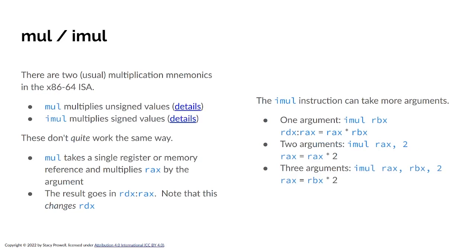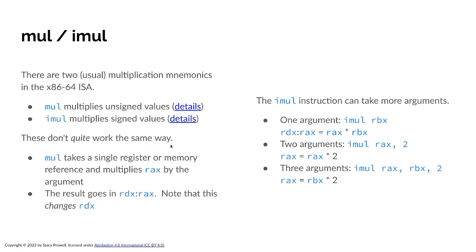We'll also need to use some kind of multiply instruction. We'll use mul, and there are two different versions of it, mul and imul. So mul multiplies unsigned values. Imul multiplies signed values. Okay? And I've got links to the details of the instructions over here if you want to go look at Felix's page on those. They don't quite work the same way.